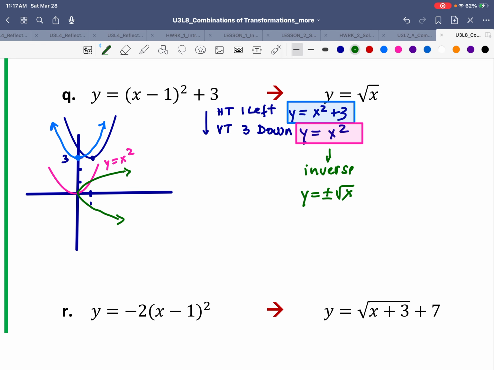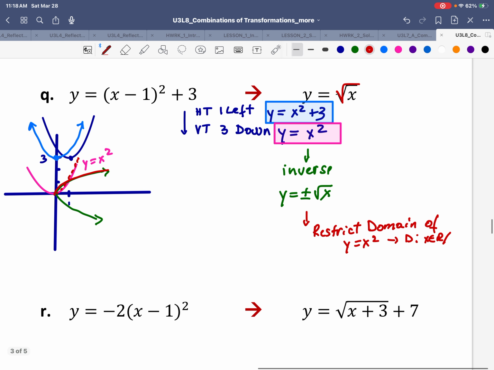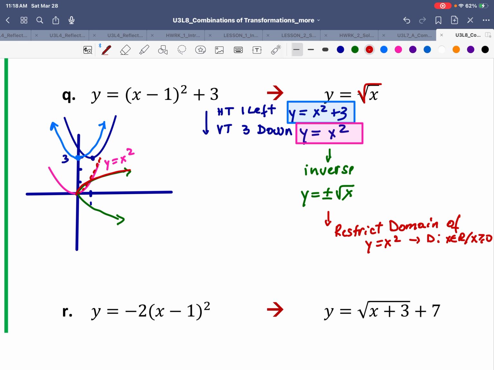Now, because we're only looking for y equals positive square root of x, so we're looking only for this part, it means that we want to inverse only this arm of the parabola, which means that we need to restrict the domain of y equals x squared. So I'm going to say restrict the domain of y equals x squared to any real number, but x has to be bigger than or equal to 0. And once you do the restriction, you have arrived at the graph of the desired function, which is y equals square root of x right here. So one of the arms of the y equals x squared.